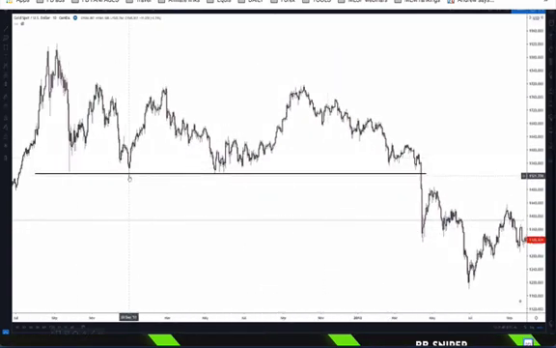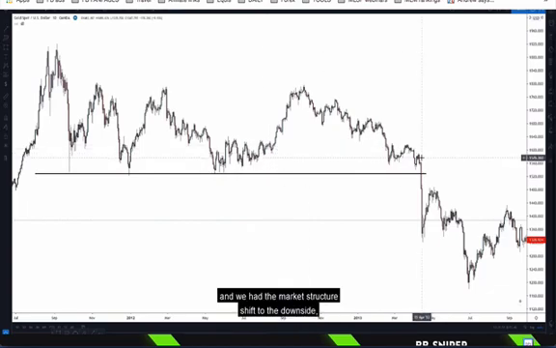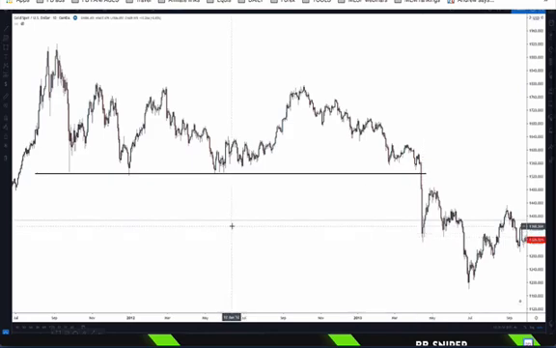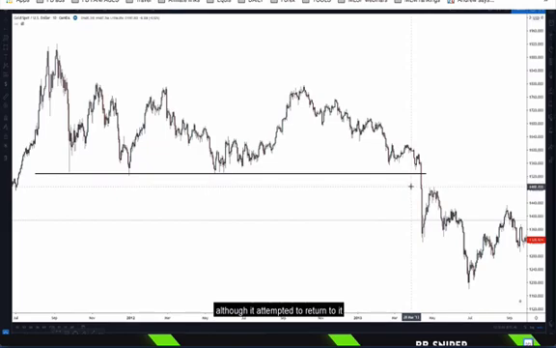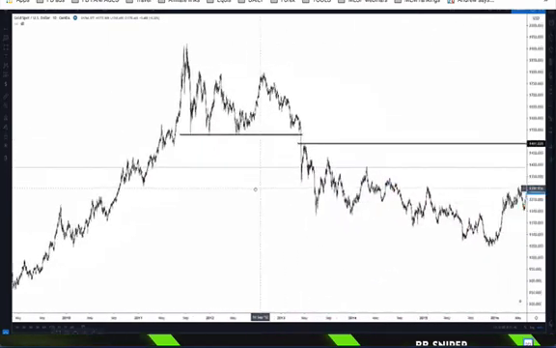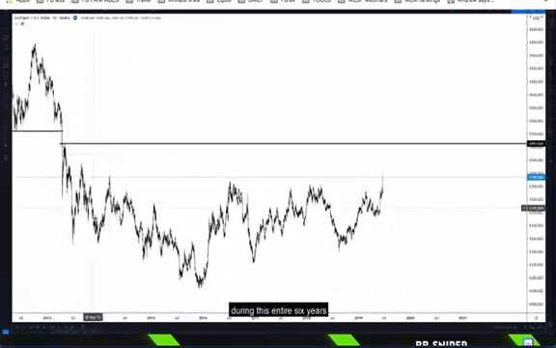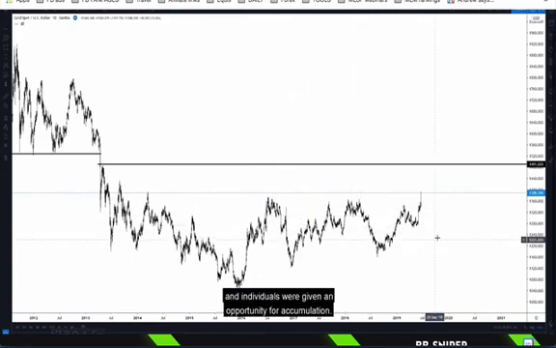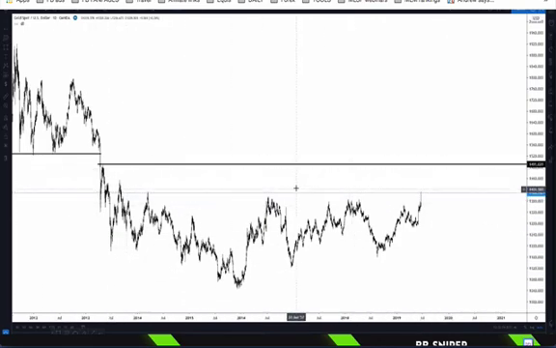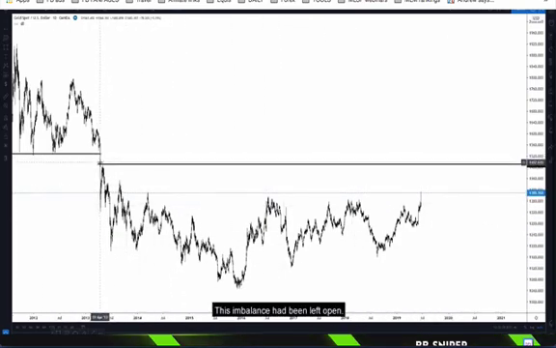Once that level was broken, and we had the market structure shift to the downside, we can see that price, although it attempted to return to it, during this entire 6 years, where the market traded in a range and individuals were given an opportunity for accumulation, this imbalance had been left open.